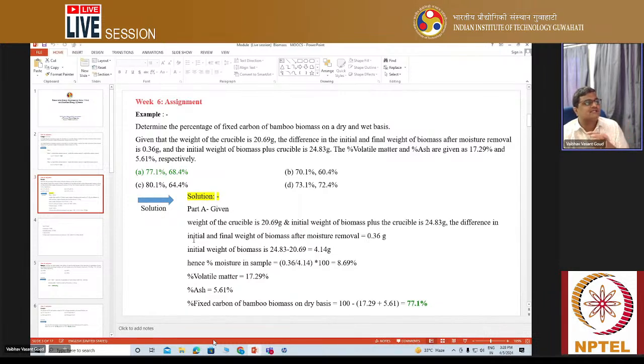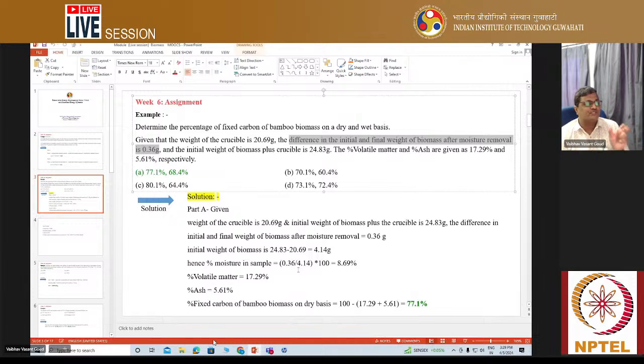So here specifically we targeted the bamboo biomass, say for example on the dry weight basis again. Here again it is a similar example of a similar trend, but there is a slight twist in this example, because the weight of the crucible is given as this much, and the difference in the initial and the final weight of the biomass after moisture removal is given as 0.36 gram. So this is basically the difference, the difference between the initial and the final weight of the biomass after moisture removal.